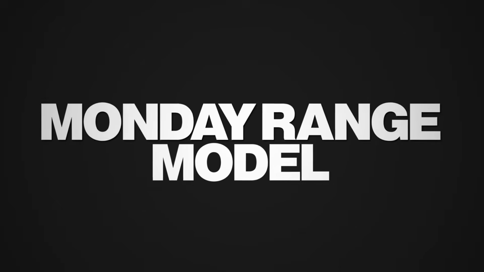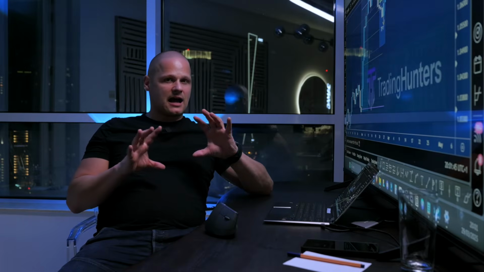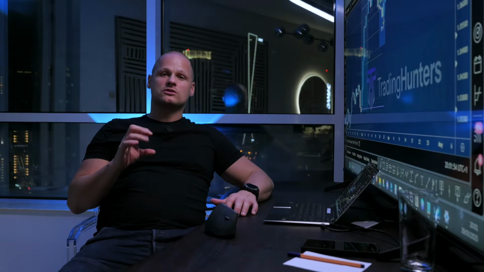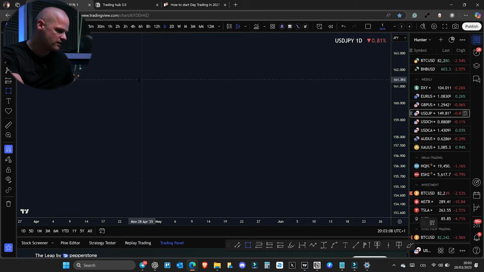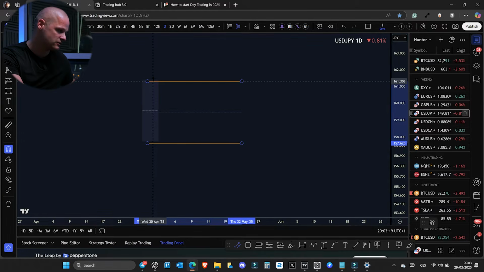The Monday range model. Let's start with one of my favorite models, the Monday range. It's perfect if you are trying to plan out trades for the rest of the week. Here is how you will trade it. Wait for the Monday close. You need to see a Monday range candle created. This is your CLS range, so you need to mark it out, right?